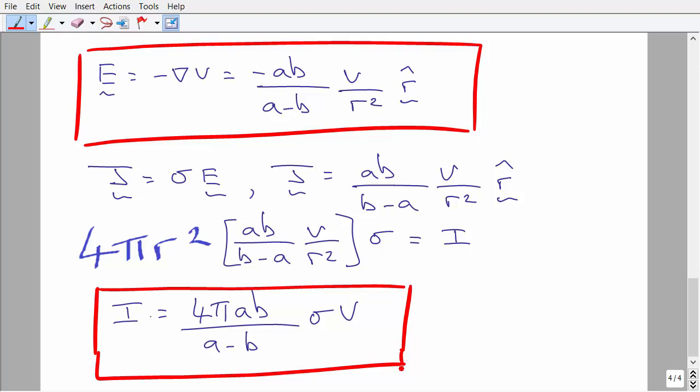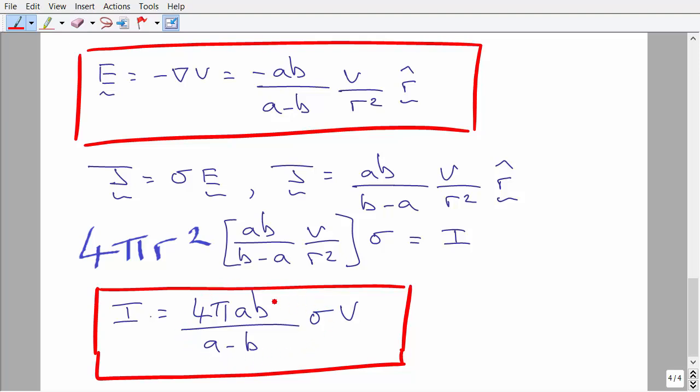Okay, so let's just study this result just briefly. These constants here are the reciprocal of the resistance. All right, so the total resistance of the material between the two spheres. Now, you can study this in a variety of limits. If A equals B, the resistance goes to 0. Remember, the resistance is the reciprocal of this number. So if A equals B, the resistance goes to 0.